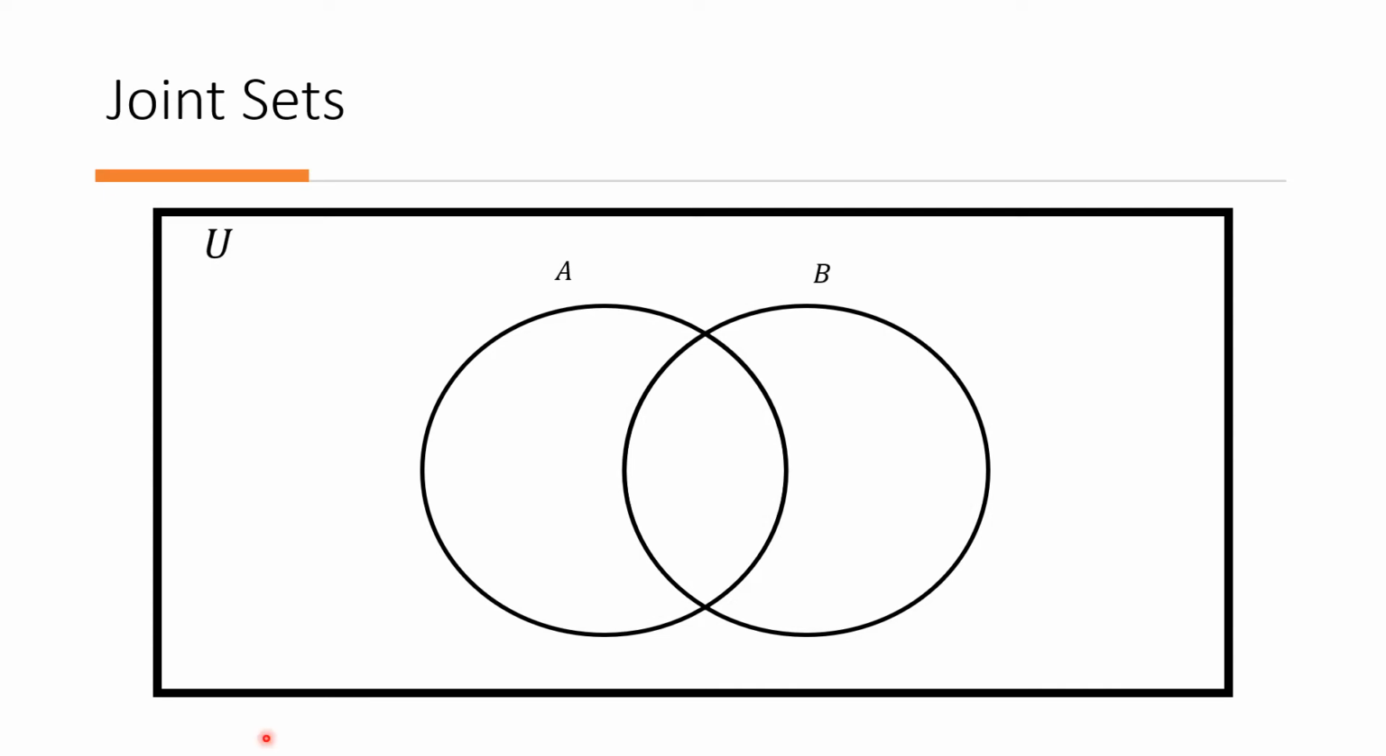The first thing to know about Venn diagrams is joint sets. When we say joint sets, there are common elements between the sets. In this context, we have the universal set, which is symbolized by the rectangular area. Then we have two sets: set A, which is represented by this circle, and set B, which is represented by this other circle. The common elements of the sets should be put in here. That's why they are known as joint sets.